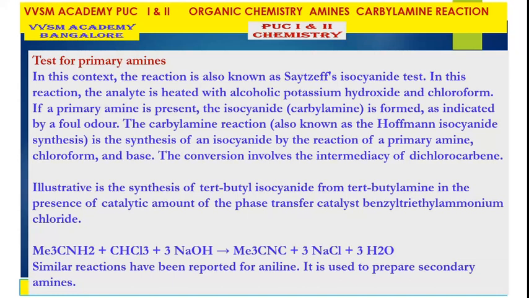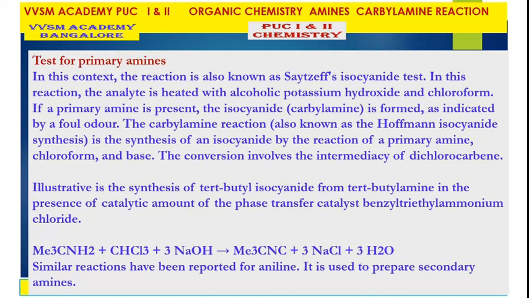Carbylamine has a highly identifiable, intolerable, unique odor. So it is indicated by a foul odor. The carbylamine reaction, also known as the Hoffmann isocyanide synthesis, is the synthesis of an isocyanide by the reaction of a primary amine, chloroform and a base.